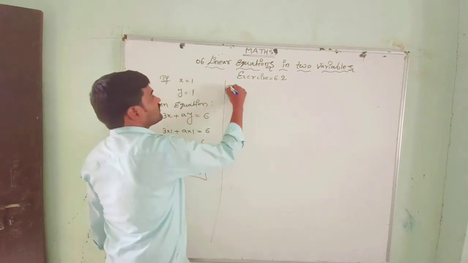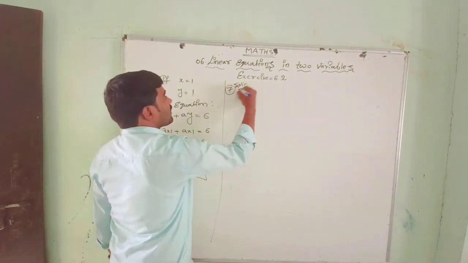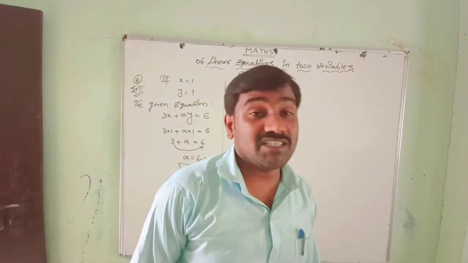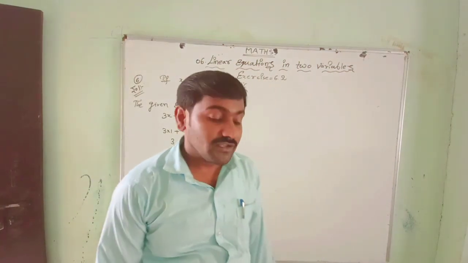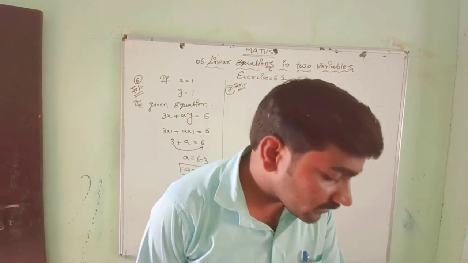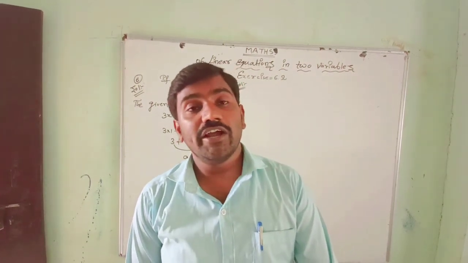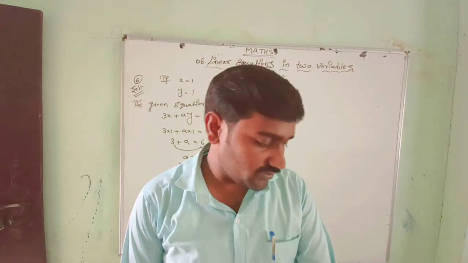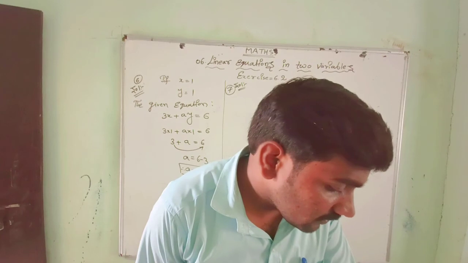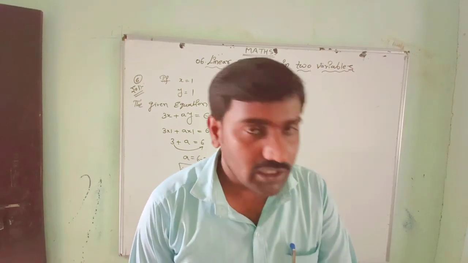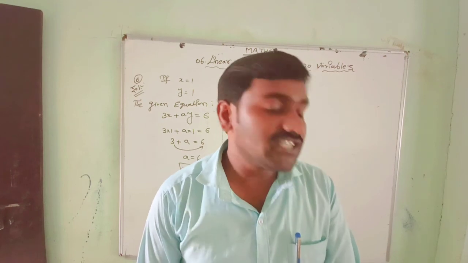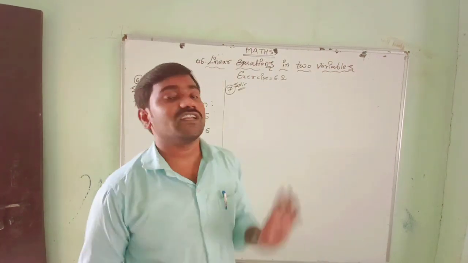Then the last question of this exercise, question number 7. Question number 7 is an activity for you actually. The question is: write 5 different linear equations. Write any 5 different linear equations, your wish. Write any 5 linear equations in 2 variables. That should be in 2 variables. Find 3 solutions for each of them.